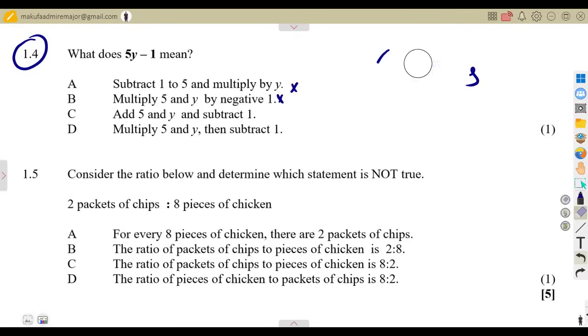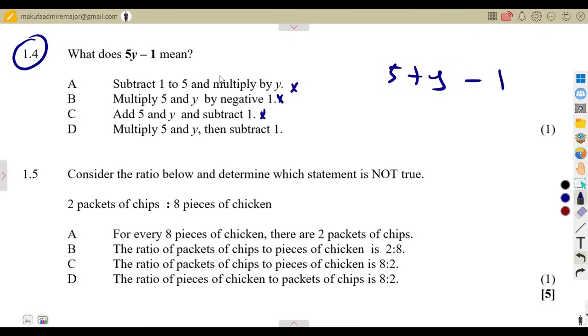Add 5 and y and subtract 1. Add 5 and y, this is what it means. Add 5 and y, and subtract 1. No, this is not what we have there. This is wrong.